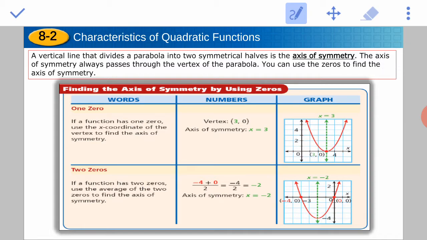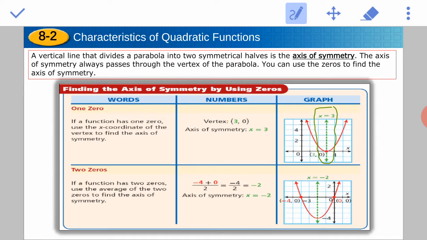Another very important characteristic, guys, is called the axis of symmetry of the quadratic function. You heard about the axis of symmetry in section 8-1, and it's that vertical line, this dashed green vertical line, that divides the parabola into two symmetrical parts, the right part and the left part, and the axis of symmetry always passes through the vertex of the parabola. This is the axis of symmetry.